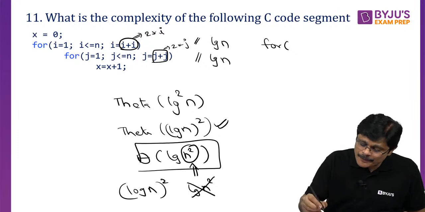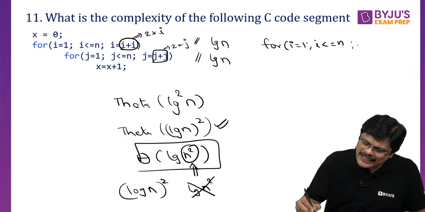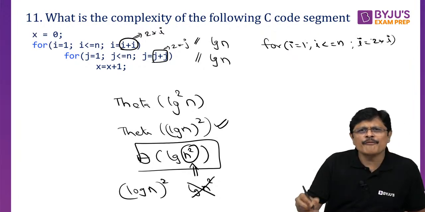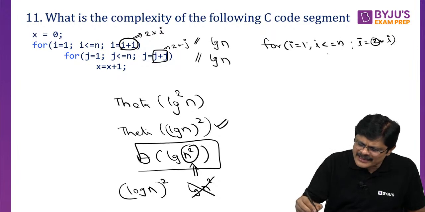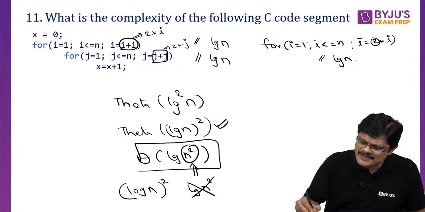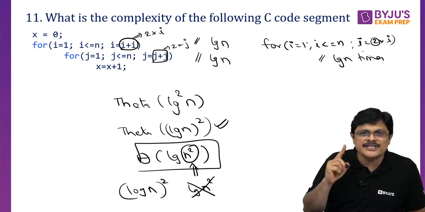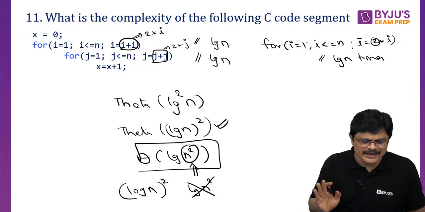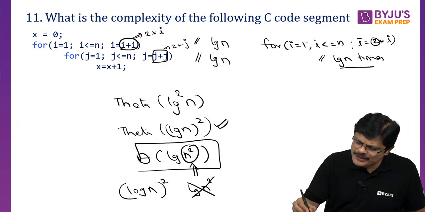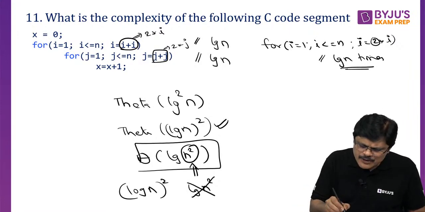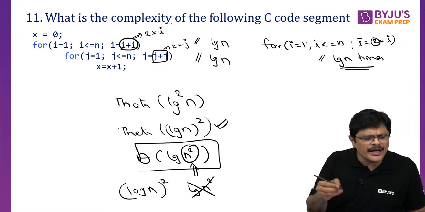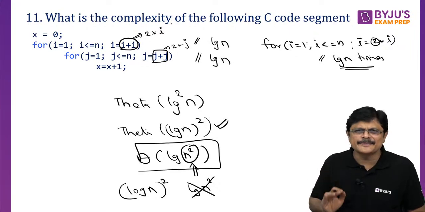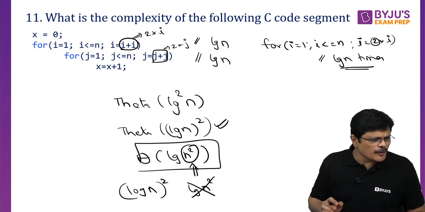Here it is for I is equal to 1, I less than or equal to n, I is equal to 2 into I, or 3 into I, or 4 into I. For any constant, this will iterate log n times. In the beginning of the lecture, I gave this rule. I just followed the rule, nothing more than that. The inner loop also has 2 into j. Same thing, log n whole square. That's it. Got it? All of you able to follow?